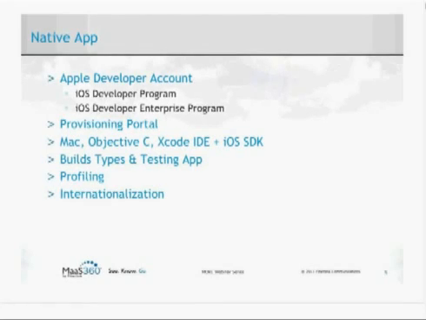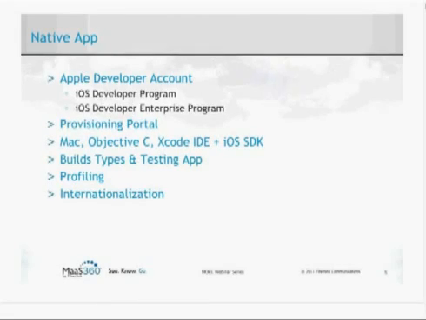All right, now let's look at native app development. There are a few things that you need to decide first. If you are developing an app for the App Store, there's an Apple account that you have to get. It's called the iOS Developer Program. It goes for $99 per year. And if you're developing apps for enterprise, there's a Developer Enterprise Program, which is $299 per year.